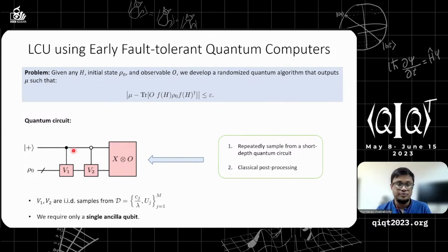As you can see, far fewer ancilla qubits, only one. It has essentially no sophisticated control operations, and the quantum circuits are also of shorter depth.